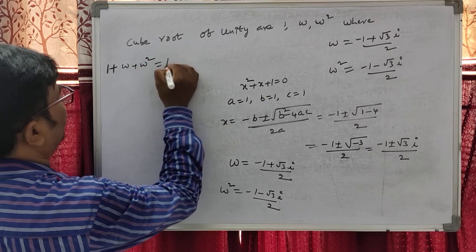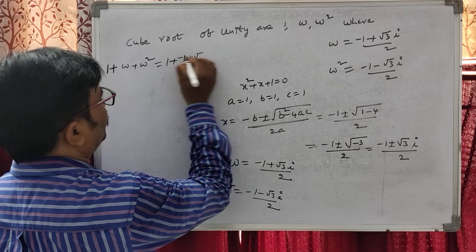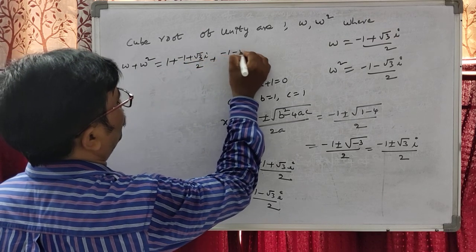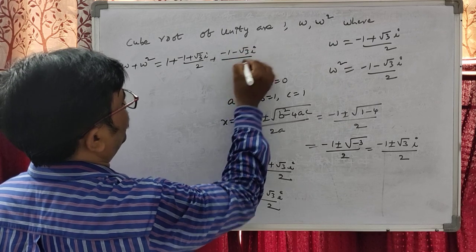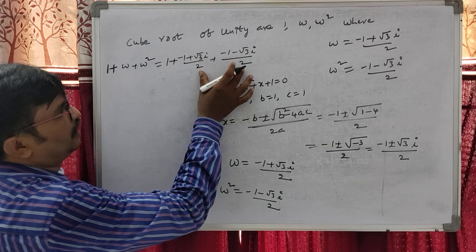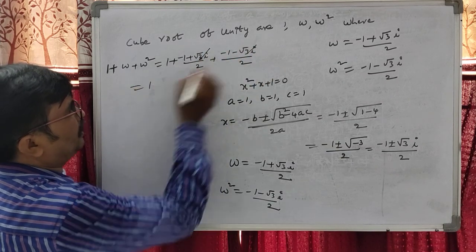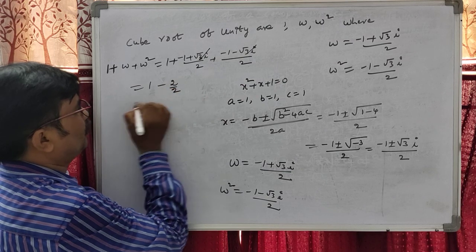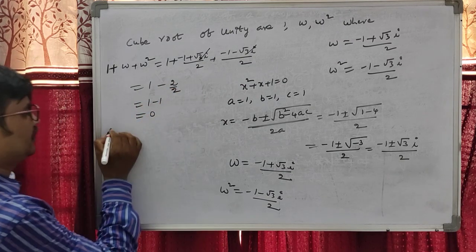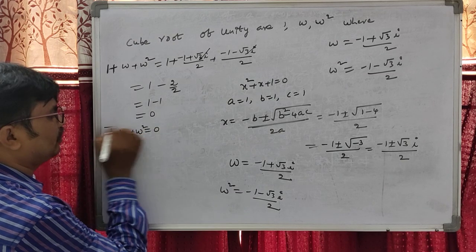What is the omega value? Omega is minus 1 plus root 3 i by 2, and omega square is minus 1 minus root 3 i by 2. The denominators are equal. Now adding these two, the root 3 i terms cancel. 1 minus 1 minus 1 is minus 2 by 2, so 1 minus 1 is 0. Therefore, 1 plus omega plus omega square equal to 0.